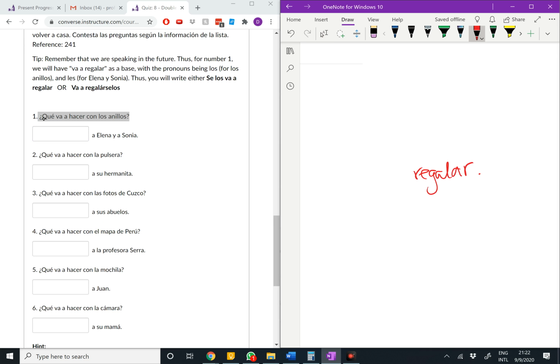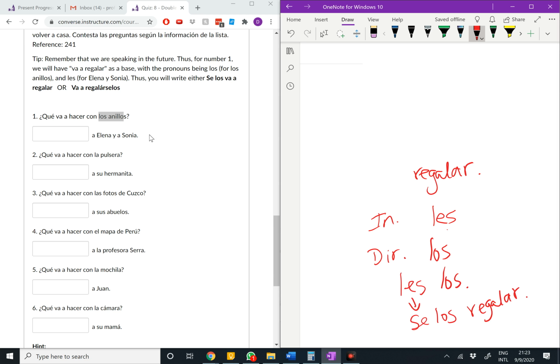Regalar. So here we need an indirect object and we need a direct object. So that to whom in this sentence is going to be a Sonia y a Elena, which is les. This is our indirect object, right? And our direct object will be los anillos. That's what's being given, which will be los, the direct object. So if we put these together, we know the indirect goes first, les, los, and this has to change to se los.